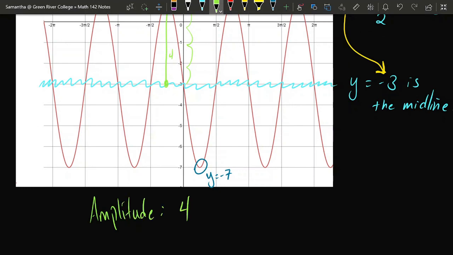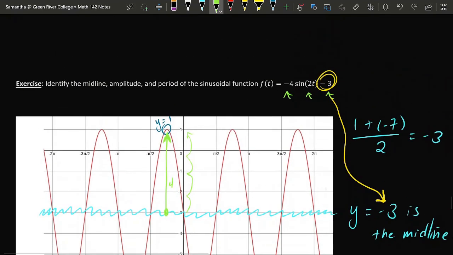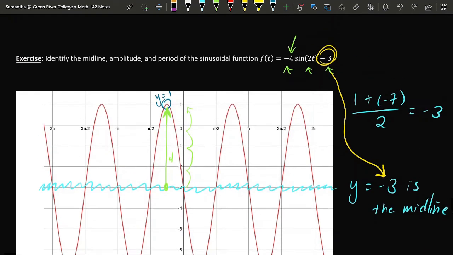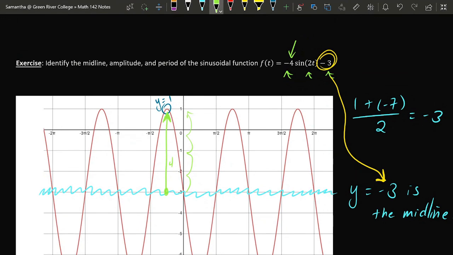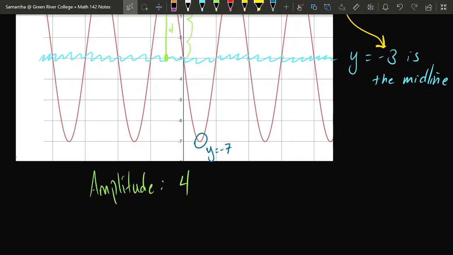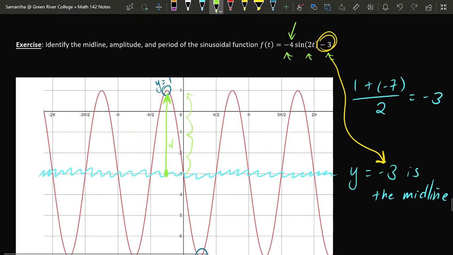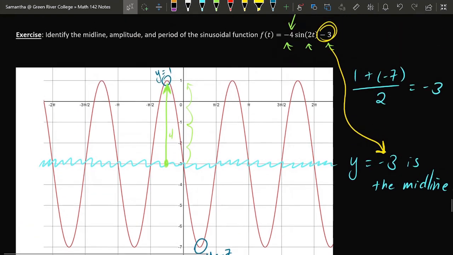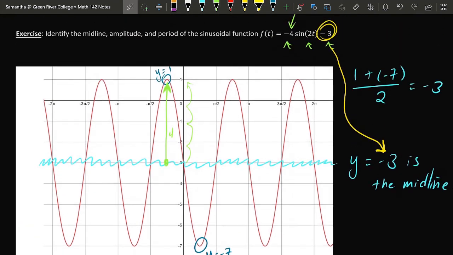would be positive 4. Now 4 is interesting because it has once again shown up in our formula. The number multiplied on the outside was negative 4, and our amplitude happened to be positive 4. So there is a small sign difference between the two values, but they do seem to be conspicuously related to each other. So make a mental note of that. We'll come back to that tomorrow.